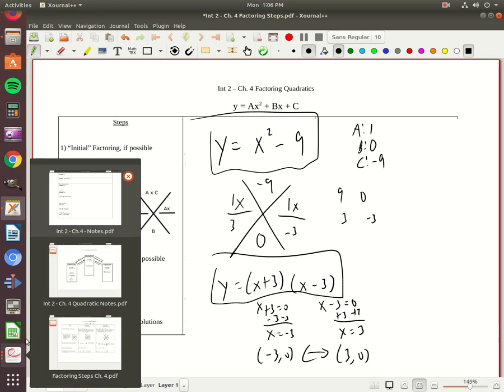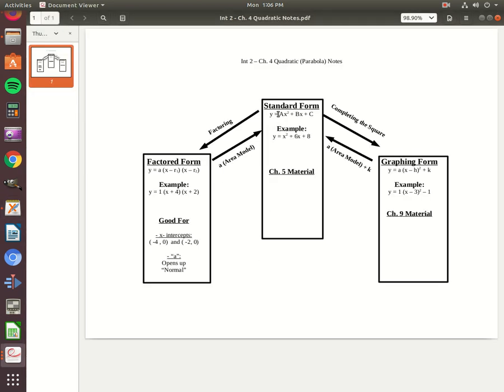Again, we're really focusing on, if we're given something in standard form, how do we factor it using initial factoring and the diamond. Those are two different kinds of factoring so that we can get it in factored form. And then when we have it in factored form, we can get our x-intercepts. We talked a little bit about the a, but we're going to talk more about the a in Chapter 5 and in Chapter 9. In Chapter 5, we're going to look more at standard form, what we can get out of standard form, and then Chapter 9, we'll look at graphing form.